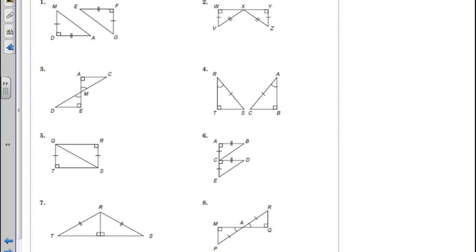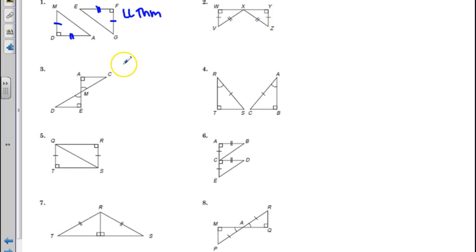All right, so let's look at the first one. The question is, which theorem or postulate should we use on this one to make sure that these triangles are congruent to each other? All right, so let's look at number one. I have this leg is congruent to this one, and this leg is congruent to that one. That's leg-leg theorem.